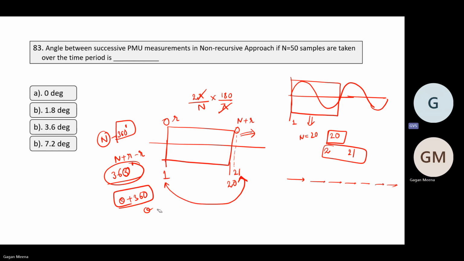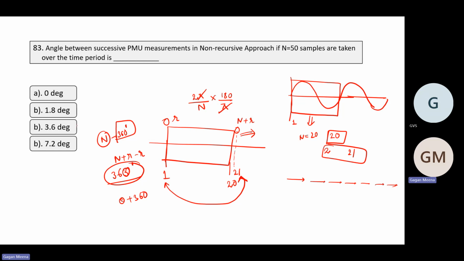Is it clear? In assignment 10, the non-recursive problem was given as 60 degrees, but the answer was supposed to be 6 degrees, while 7.2 is given. So that n is not correct. Actually, it is calculated, n is 50. Yes, so that mistake is there. But we kept a value nearby and got the answer anyway.